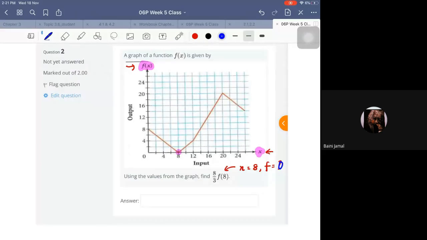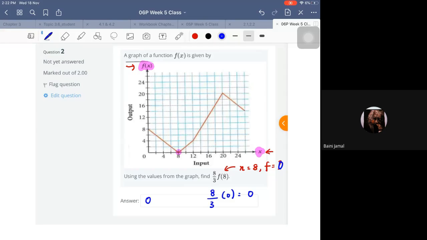So what happened is that, I know that f is equal 0, I can substitute. So this is actually 8 over 3 multiplied by 0, that is going to equal 0. So berapa jawapan dia? Jawapan dia is equal 0. That's it.